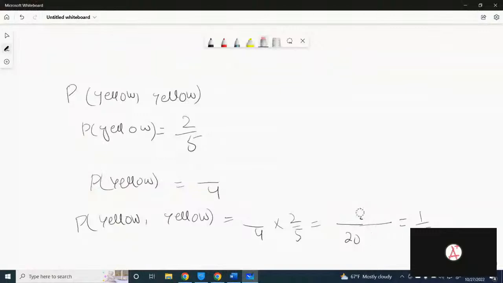You got the difference now? It would be 1 over 4. 2 times 1 is 2, and 2 over 20, you have to divide by 2. It would be 1 over 10 now. Got it?